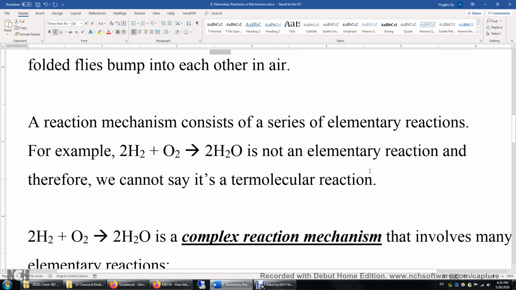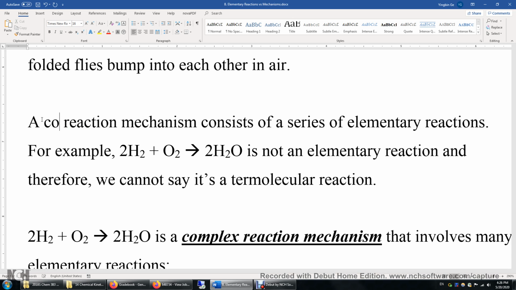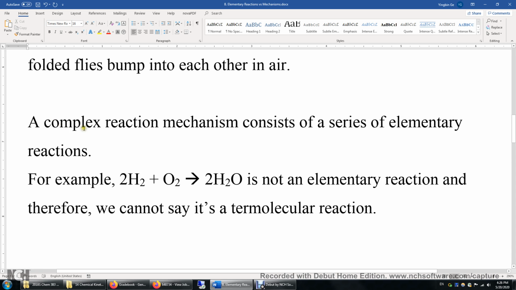Okay, so now reaction mechanisms, or complex reaction mechanisms. I probably should put "complex" here just to emphasize this is a complex mechanism. It consists of a series of elementary reactions. For example, if you look at this reaction, it looks simple. Two hydrogen molecules react with one oxygen molecule to form two water molecules. It's not an elementary reaction. So this coefficient 2 and this number 1 in front of oxygen do not tell us the reaction order. And we cannot simply say it's a termolecular reaction.